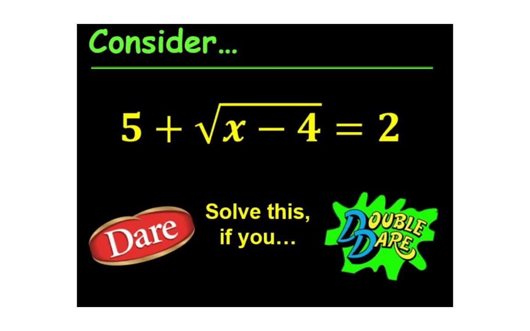So what do I have for you here? It looks like a nice little equation. 5 plus the square root of x minus 4 equals 2. But I dare you to solve it. Dare you to solve this.